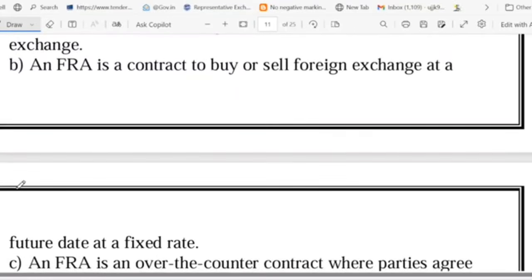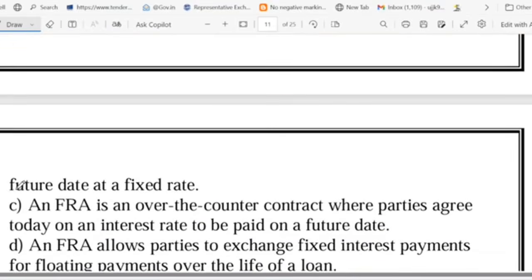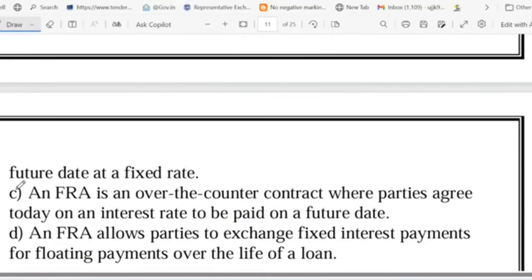Option B, an FRA is a contract to buy or sell foreign exchange at a future date at a fixed rate. Option C, an FRA is an over-the-counter contract where parties agree today on an interest rate to be paid in the future. Option D, an FRA allows parties to exchange fixed interest payments for floating payments over the life of the loan. So these are the four options.